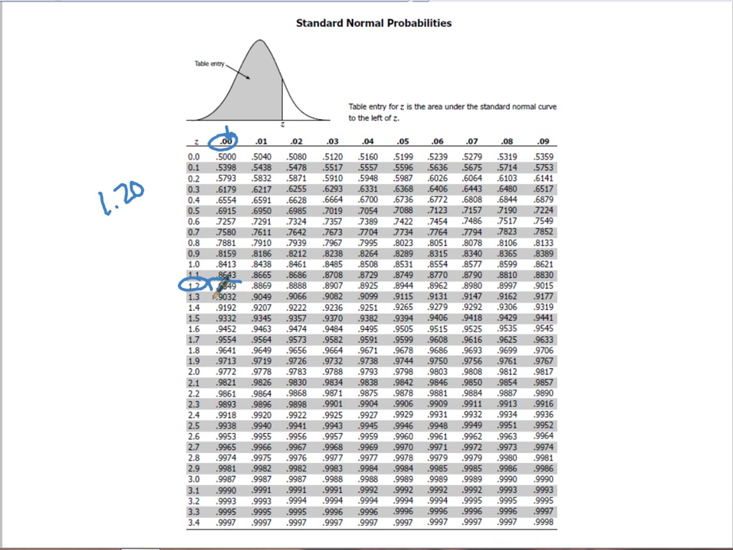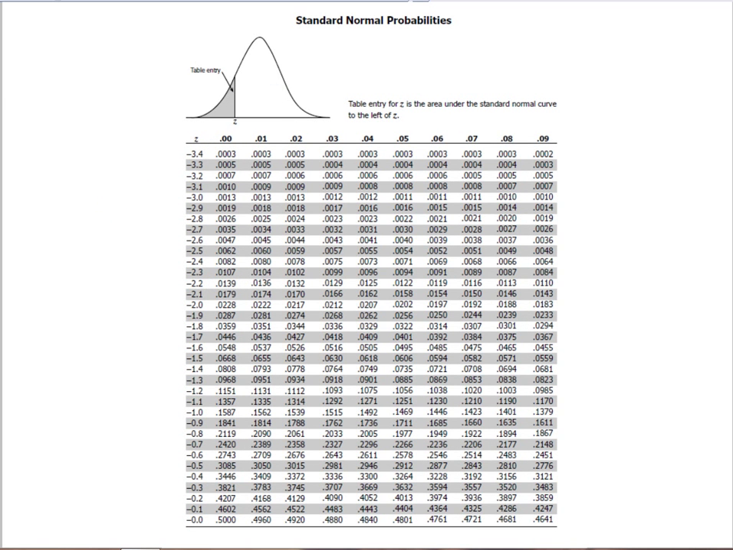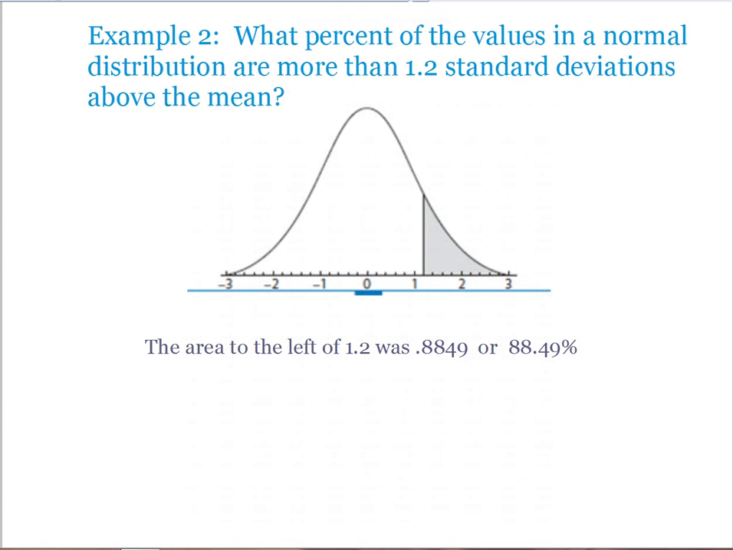That's going to lead me to this probability right here, 0.8849. 0.8849 is the percent of data that is to the left of that standard deviation. So keep in mind that your z-score table always gives you information to the left. The probability here is 0.8849, or 88.49% of my data. Is that what it asked for? Not really. There's a negative table too. We'll get to that in just a minute.